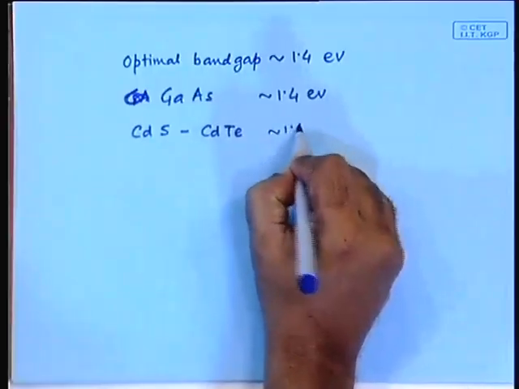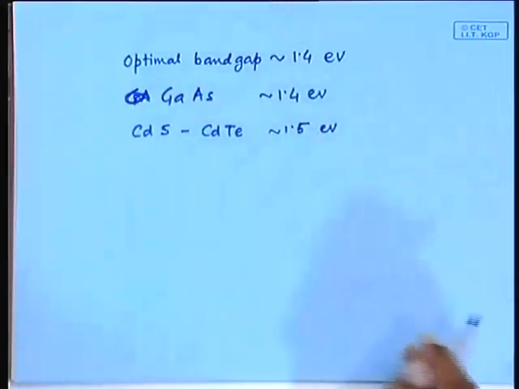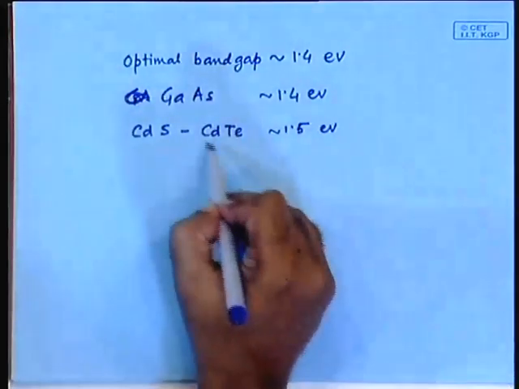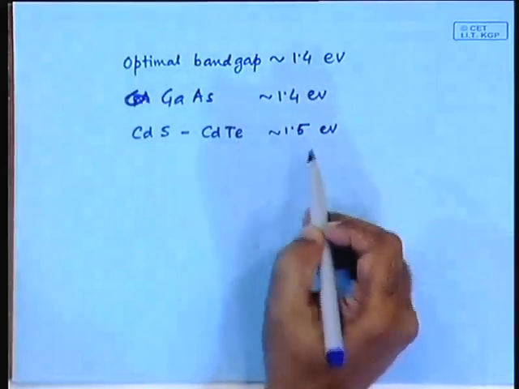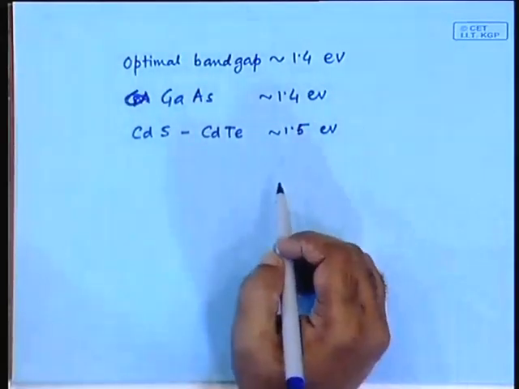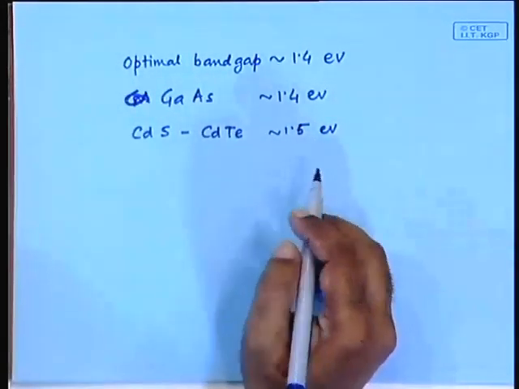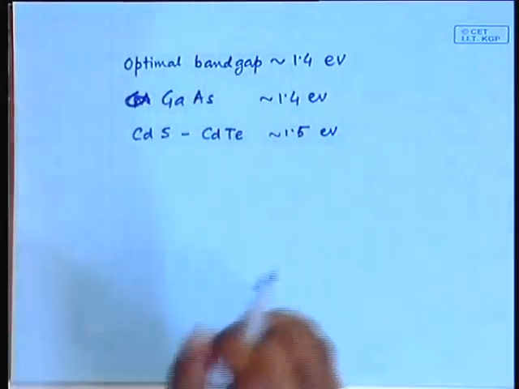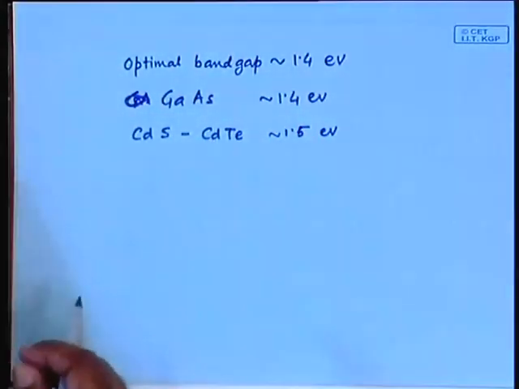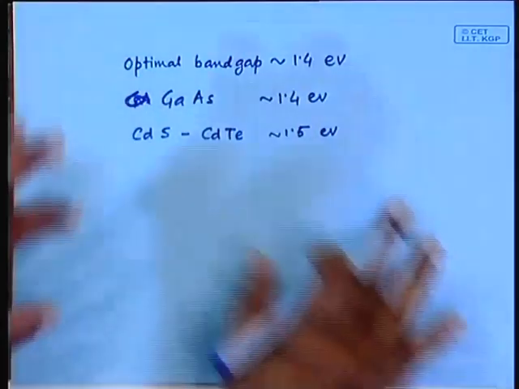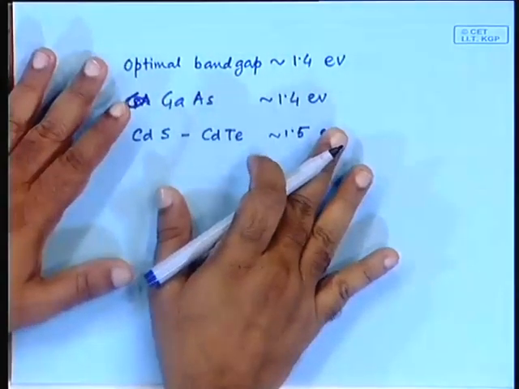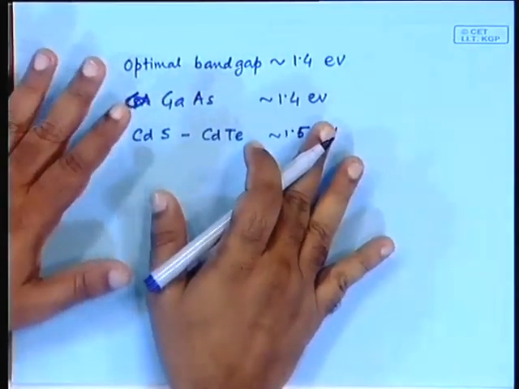It also has a band gap something like... I am talking about the cadmium telluride's band gap, because this would have a slightly different band gap. Similarly, there are other materials which I will come to slowly. So, these are all considered as candidates for construction of solar cells.